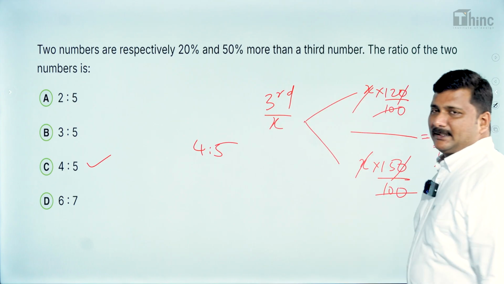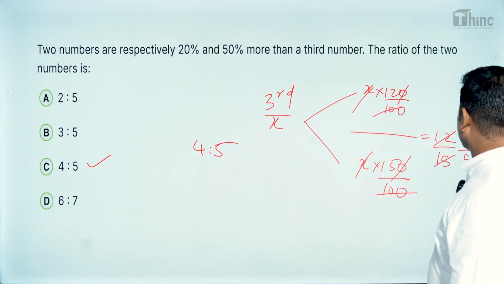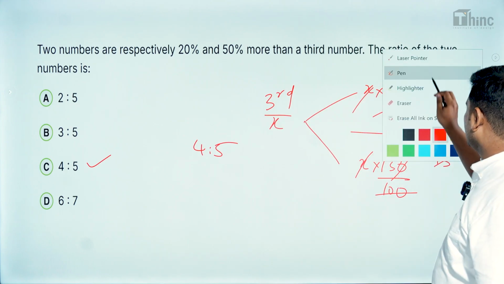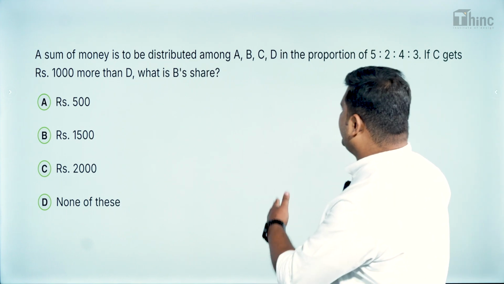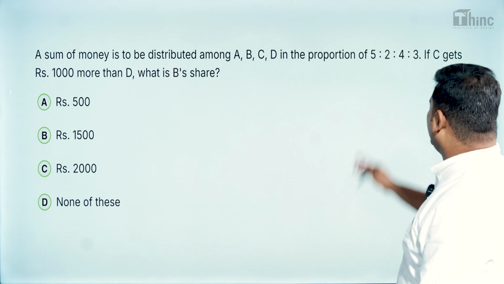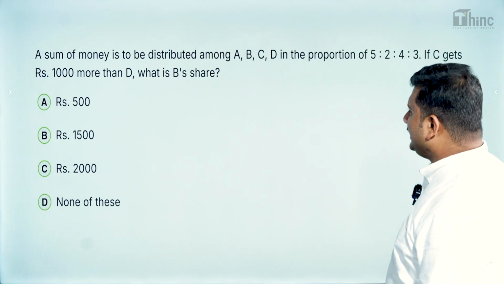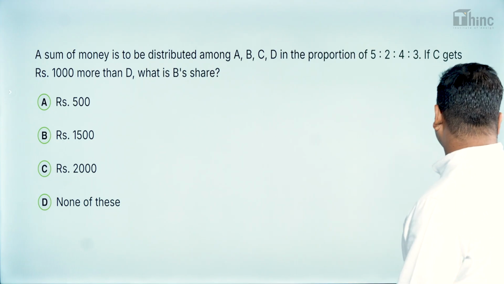So this is something which is connected to percentages, but still it is a really good question. Okay, let's look at the next question. The sum of the money distributed among A, B, C and D are in the proportion of 5:2:4:3. If C gets 1000 more than D, what is B's share?